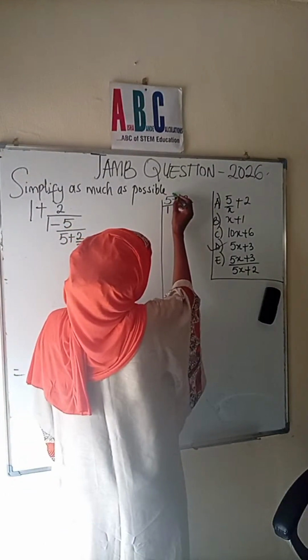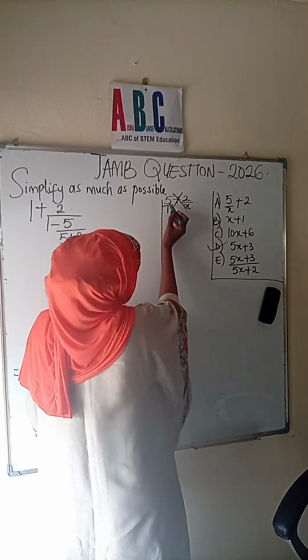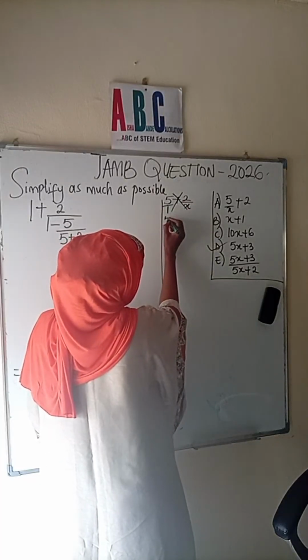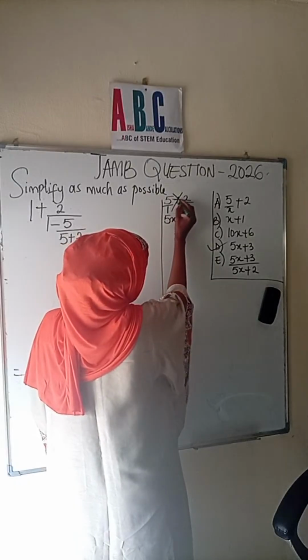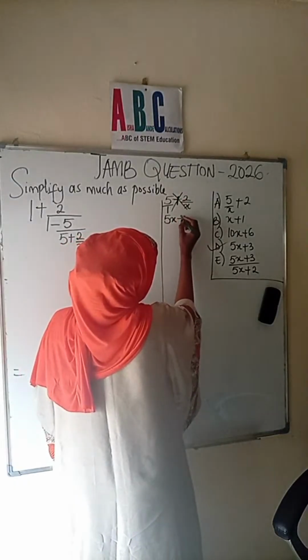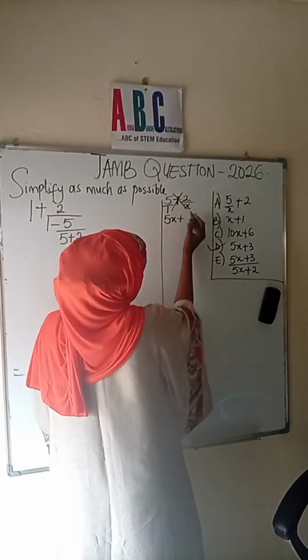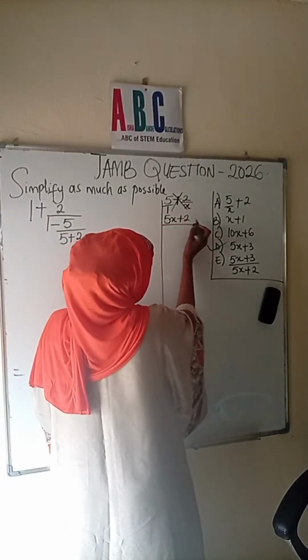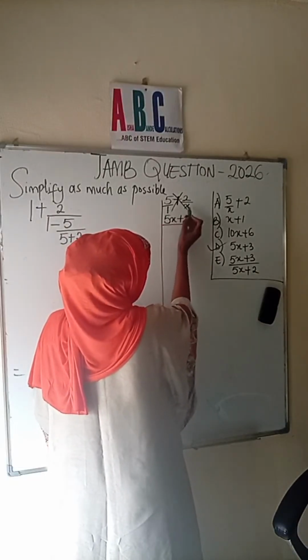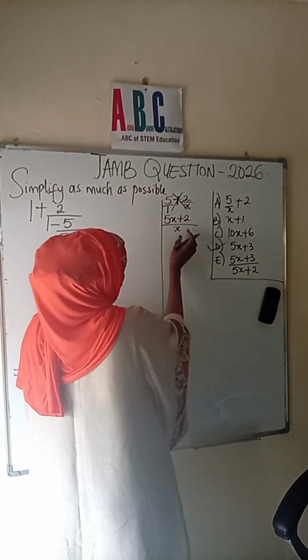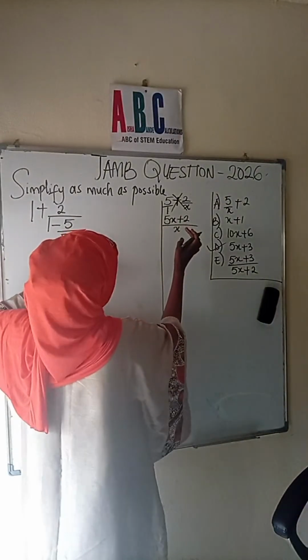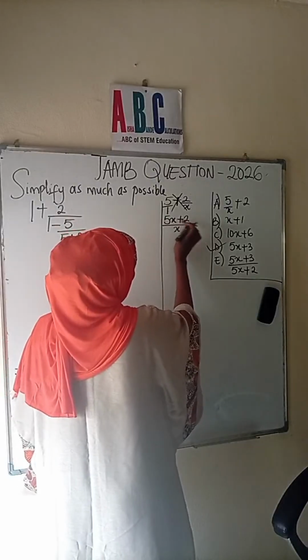Just cross multiply this way. So this is 5 times x, this will give us 5x. What you have in between, the operation is a plus, so you have a plus here. Then 1 times 2 will give us 2. Over, multiply the denominators, 1 times x will give us x. So this 5 plus 2 over x now becomes 5x plus 2 all over x.